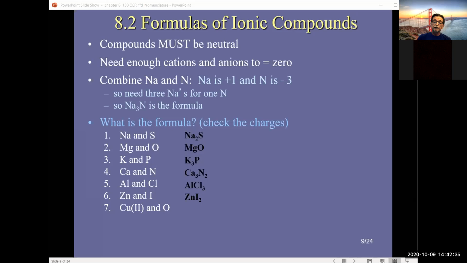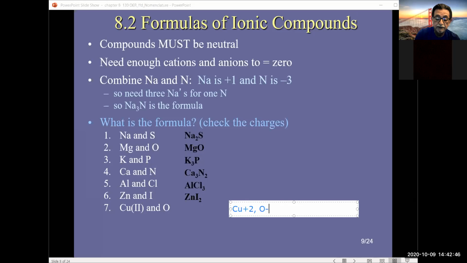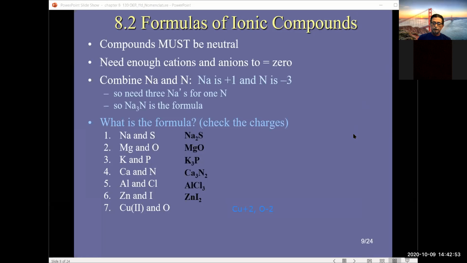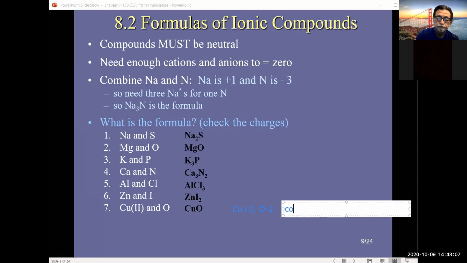I pushed the wrong number on my keyboard. Cu +2, and oxide is a -2. Here I can put these together 1-to-1 because I have a +2 and a -2. So my formula is simply CuO. My name, if I needed to write this out correctly, would be copper, Roman numeral 2, oxide.